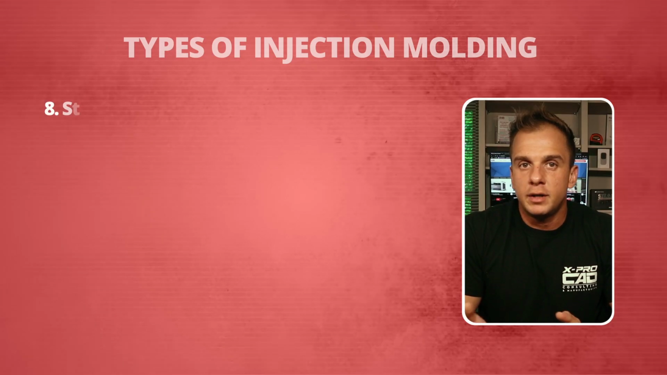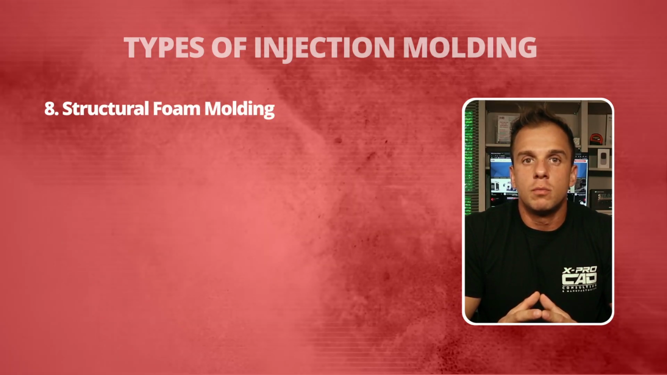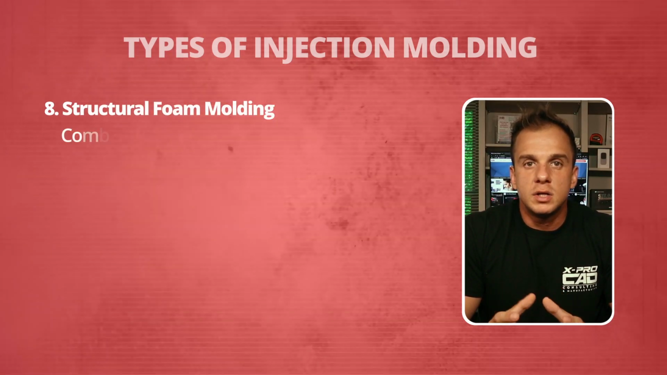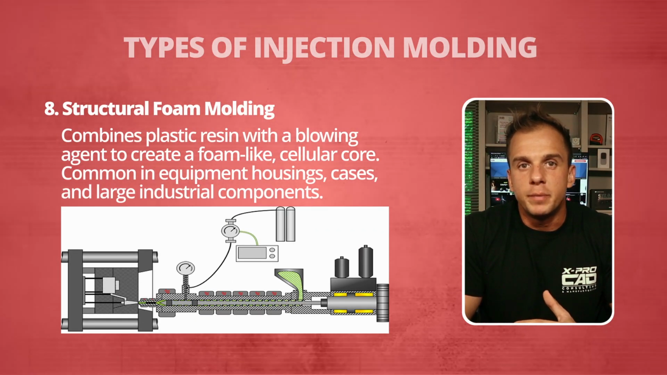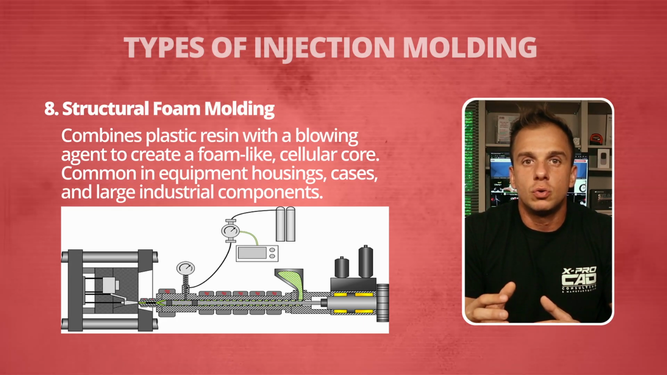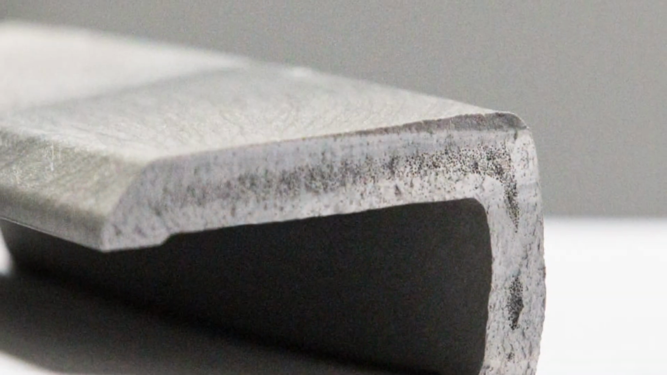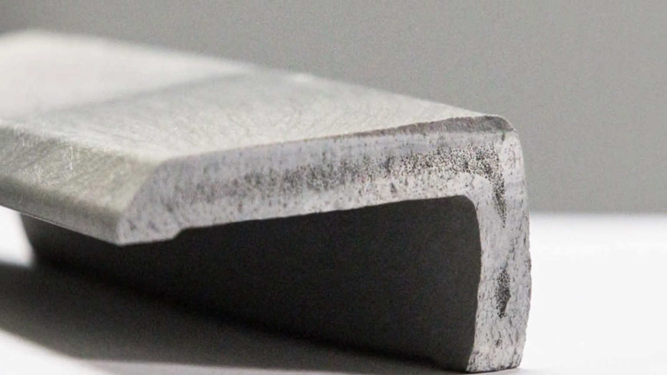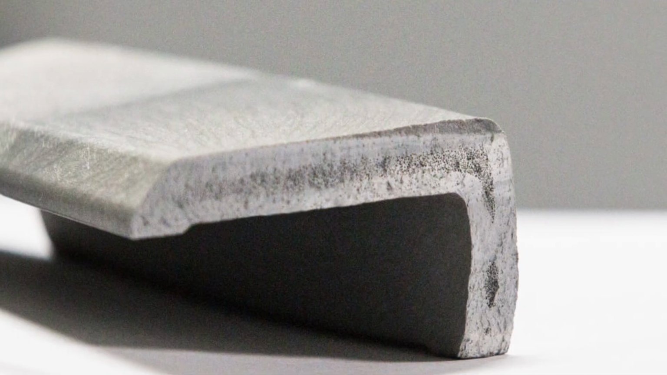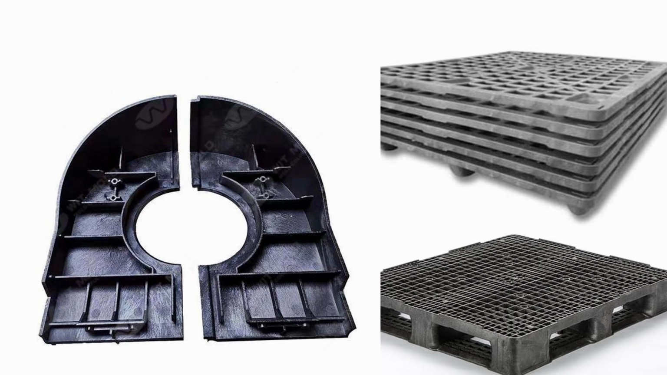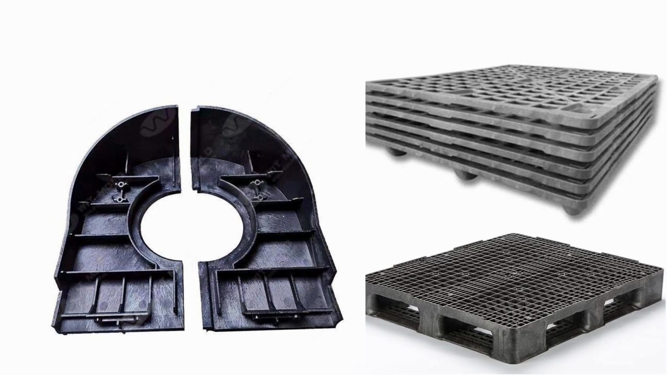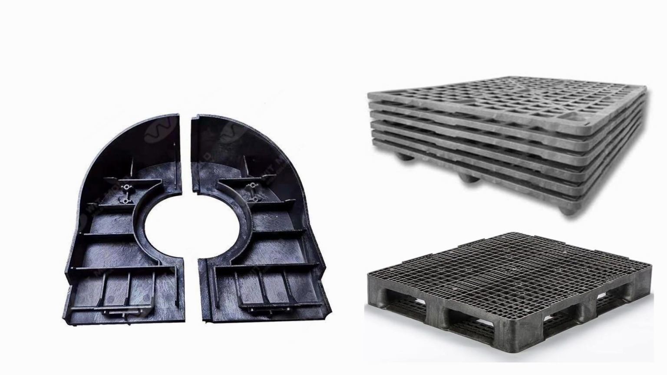The next one, number 8, is structural foam molding. This uses a blowing agent mixed with a plastic resin to create a foam-like structure. The result is a part that's lighter and often stronger due to the cellular core. Structural foam molding is popular in industrial equipment, cases, and large thick-wall products that don't need perfect surface finishes.